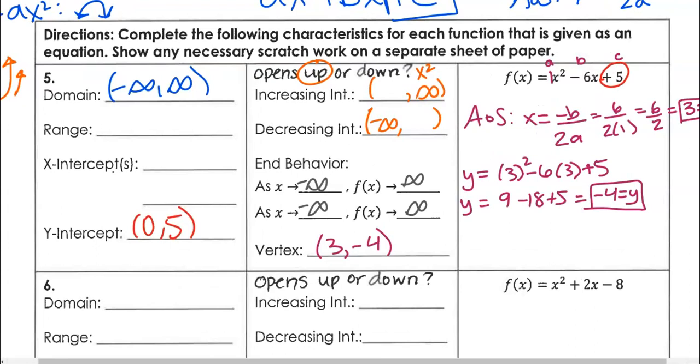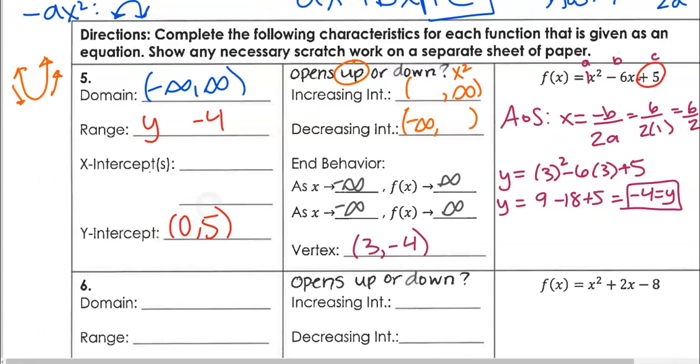All right, we can use this to help me with my range and my increasing and decreasing intervals. Okay, my range, do I care about the x of 3 or the y of -4? For my range, I care about my y's, right? So y's are something with -4. Are they all bigger or less than? If it's opening up, they're all on top of it.